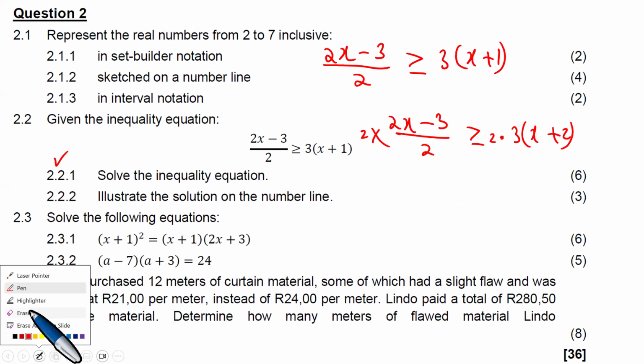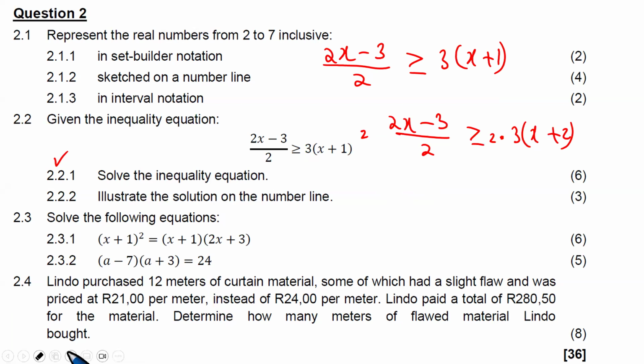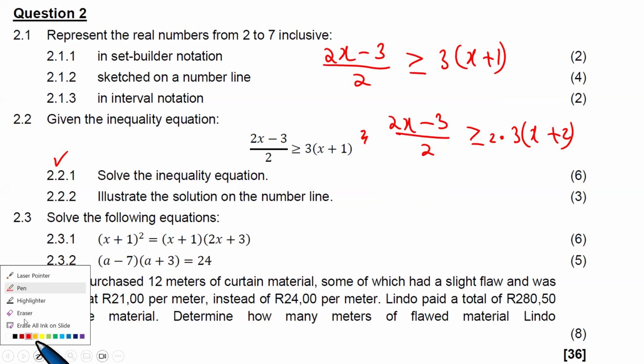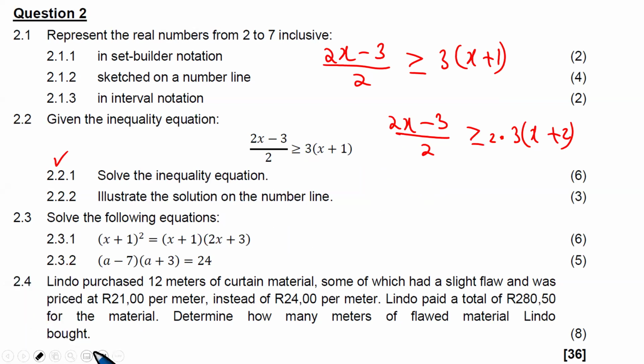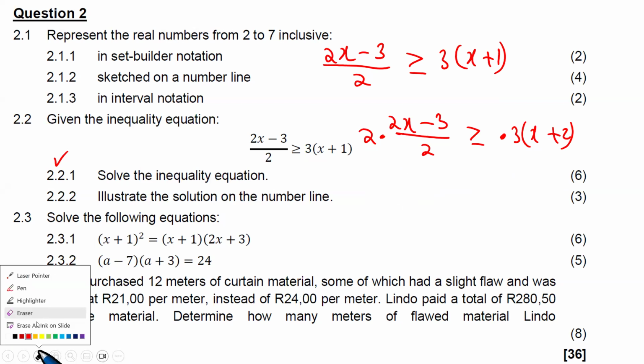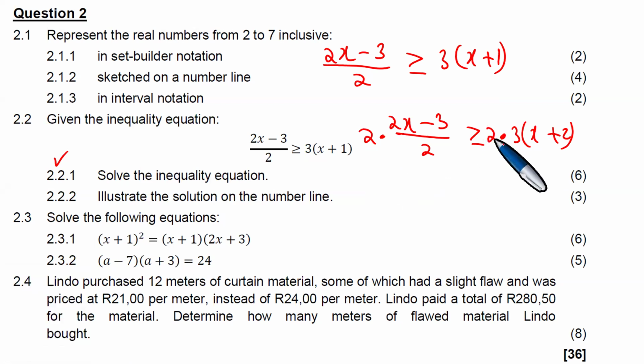Maybe I can use a point, right? I can use a dot for the multiplication because there's x as well. So if I use a cross for the multiplication, it is potentially confusing, because somebody can think the cross that we intend to use for multiplication is an x. So if I use a dot like this, we multiply by 2 both sides.